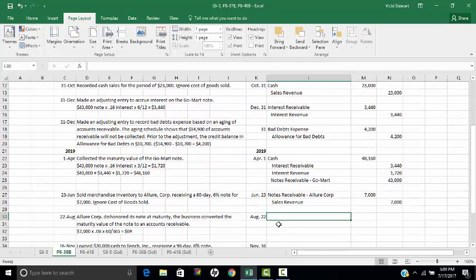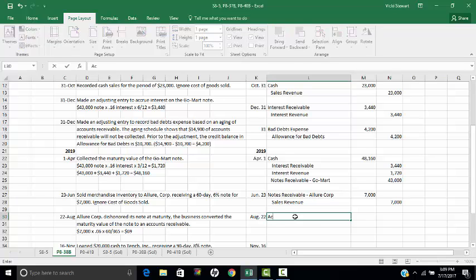On August 22nd, it states that Allure Corporation dishonored its note at maturity, and the business converted the maturity value of the note to an accounts receivable. So first we need to determine how much interest was due on the note. The principal amount was $7,000. The interest rate was 6%. The note was a 60-day note, so we multiply 7,000 times 0.06 times 60 divided by 365 days, and we get $69 in interest.